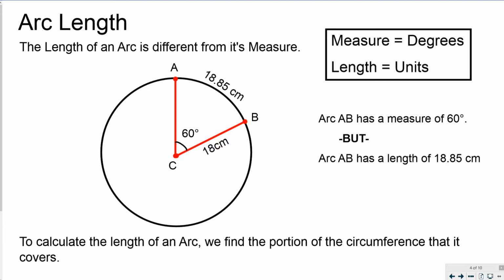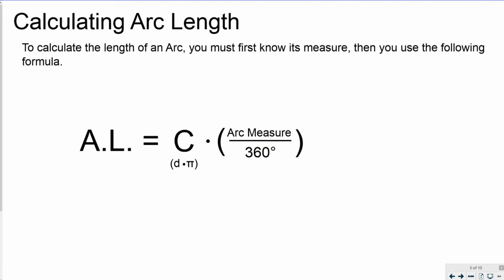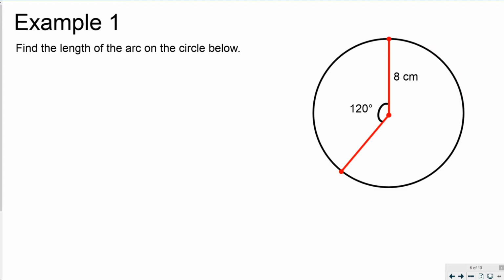To calculate the length of an arc, we are going to find the portion of the circumference that it covers. That is calculated by knowing the measure of the circumference, which is the diameter times pi. We are also going to need the measure of the arc in degrees. You're going to take the circumference and multiply it by the degree measure divided by 360. So let's take a look at some examples.